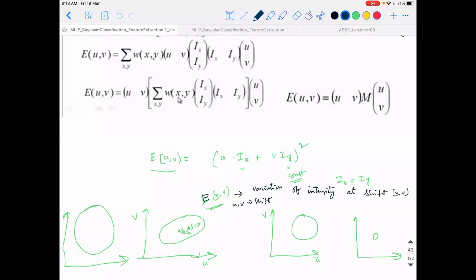Is this correct? Variation of intensity at shift u comma v. Correct or not? Is this clear and correct or not? Yes. Okay, so I will keep going. If you have a doubt, please ask me. And if you have a quick answer, you're quite welcome. That will enrich the class.